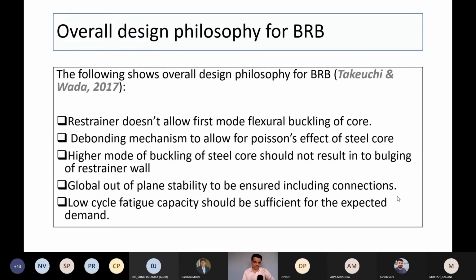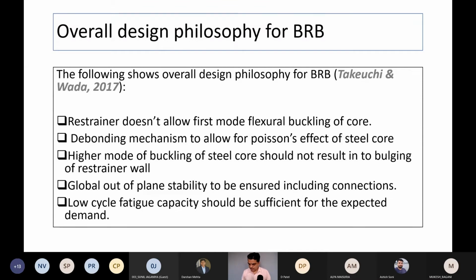As we were discussing in the previous slide, when we talk about the BRB, the central portion is rigid, but at the connection level there will be a neck portion, which we will see in a couple of slides. So if this stability is not ensured, then naturally the capacity of the BRB is very much less as compared to the theoretical calculation. One more thing: low cycle fatigue capacity should be sufficient for the expected demand.